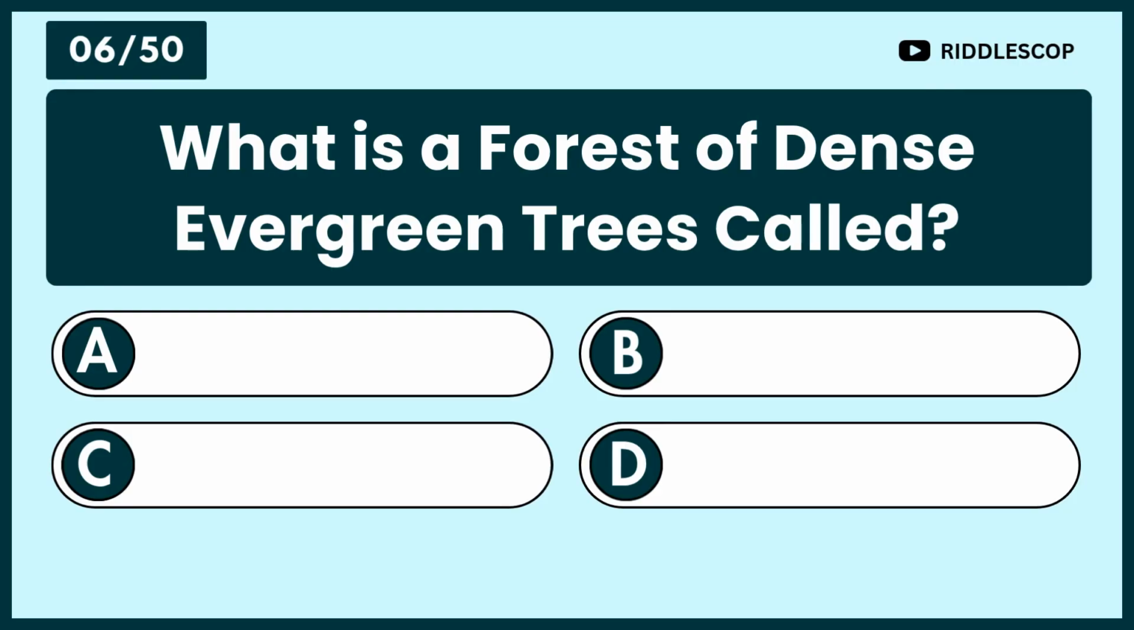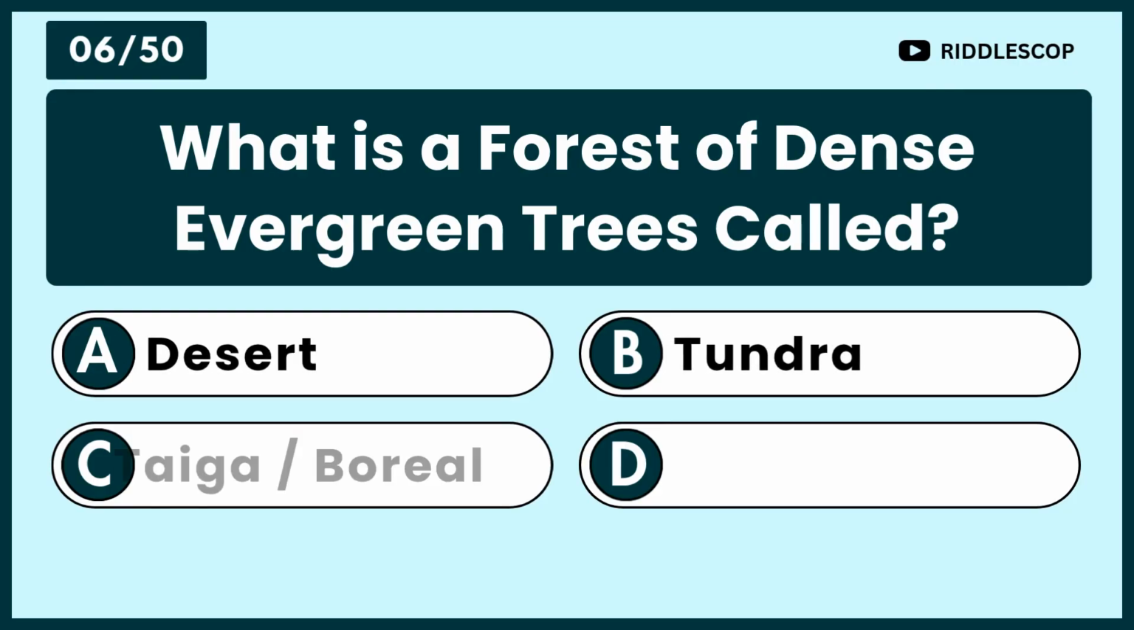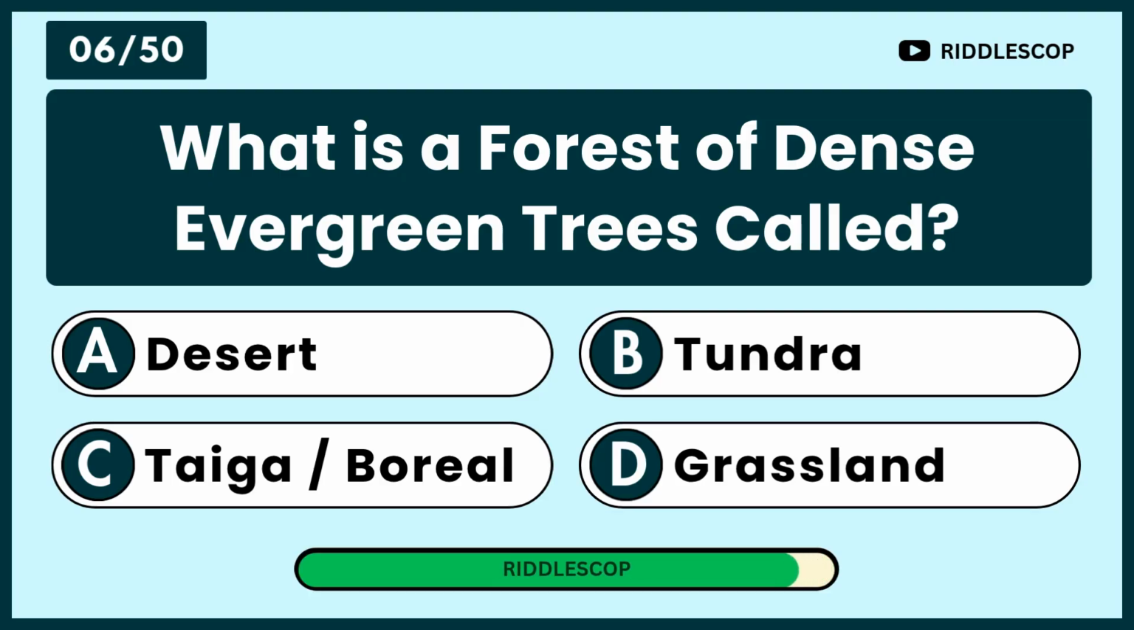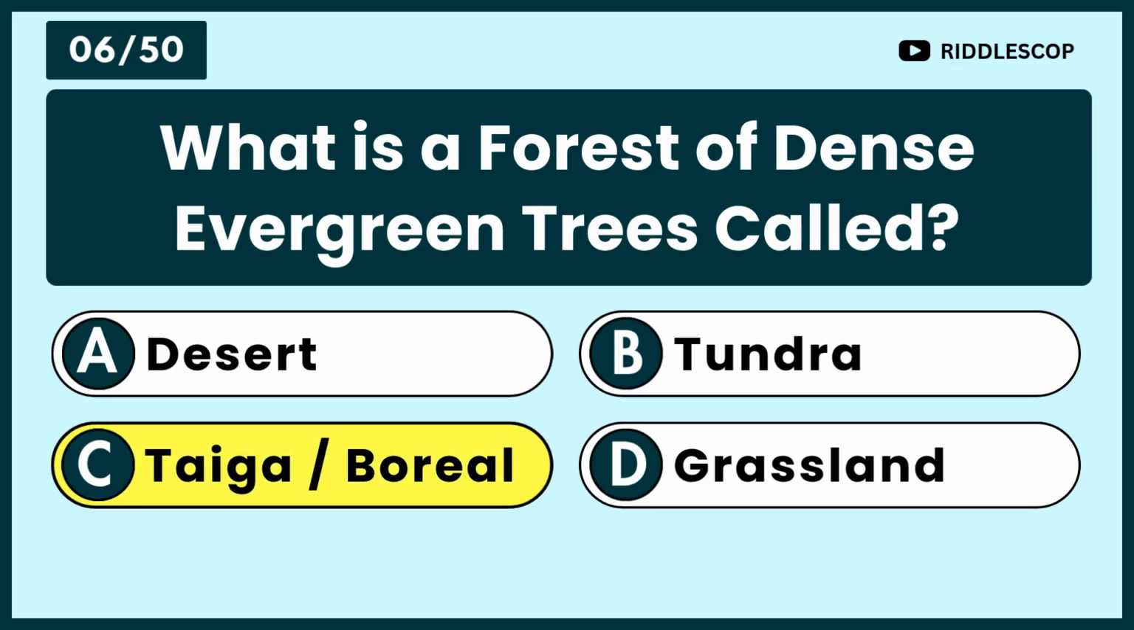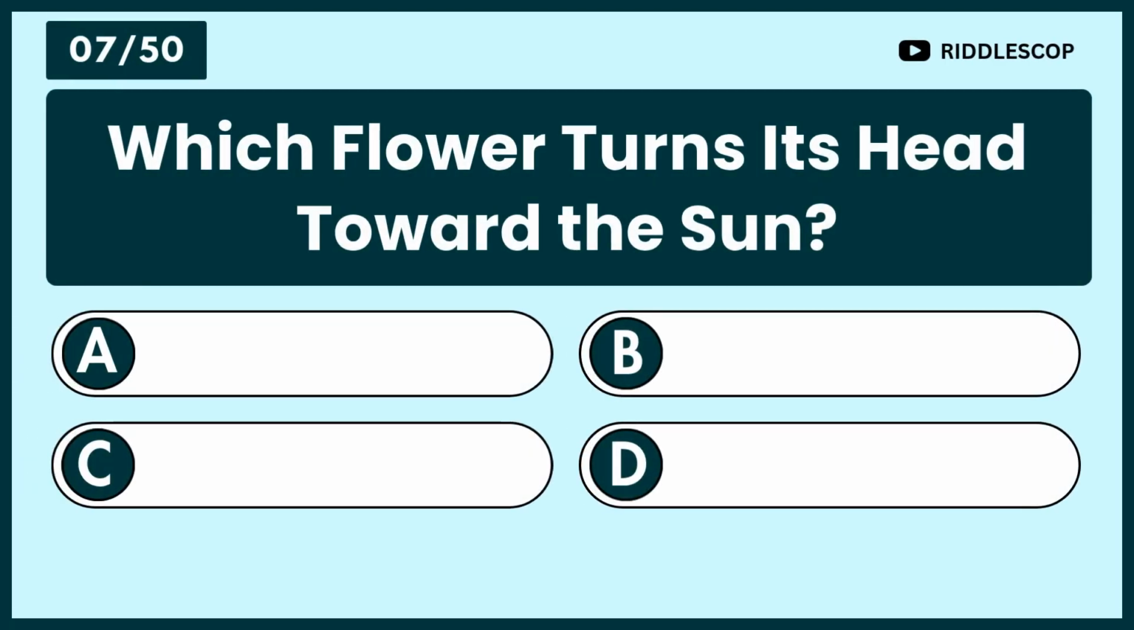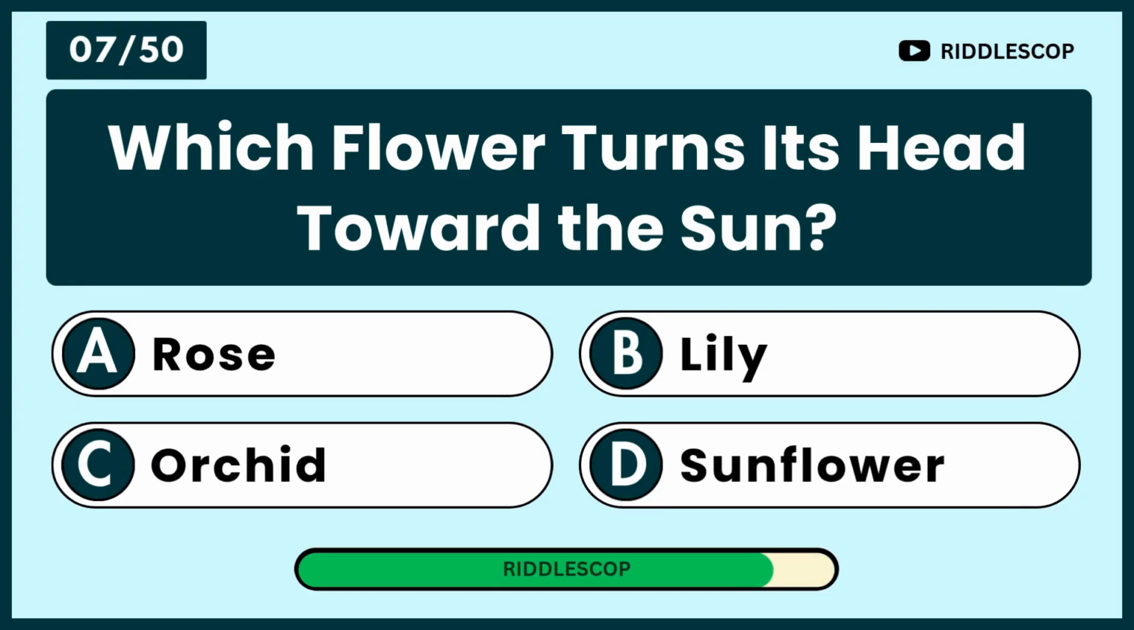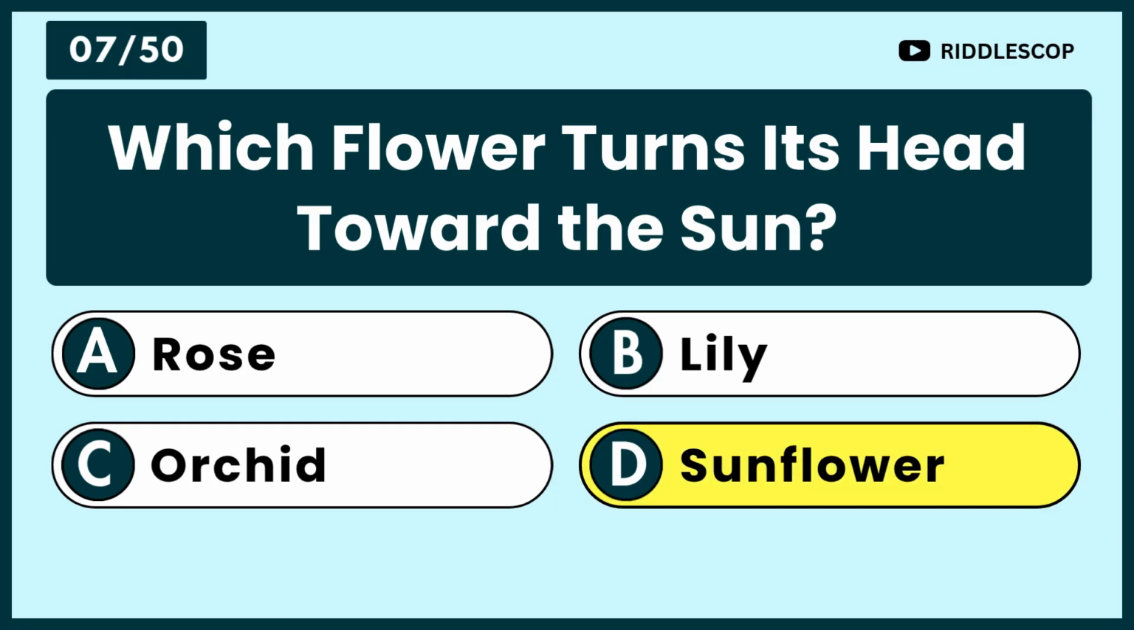What is a forest of dense evergreen trees called? Option C. Taiga or boreal. Which flower turns its head towards the sun? Option D. Sunflower.